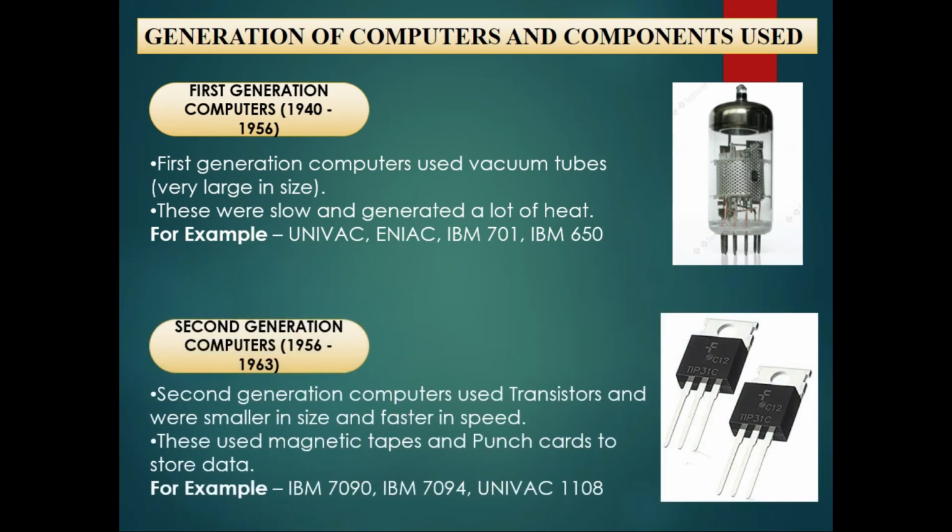Second generation computer. This generation falls under 1956 to 1963. This generation computer used transistors and were smaller in size and faster in speed in the comparison of first generation computers. These computers used magnetic tapes and punch card to store data. Some of the examples are IBM 7090, IBM 7094 and UNIVAC 1108.